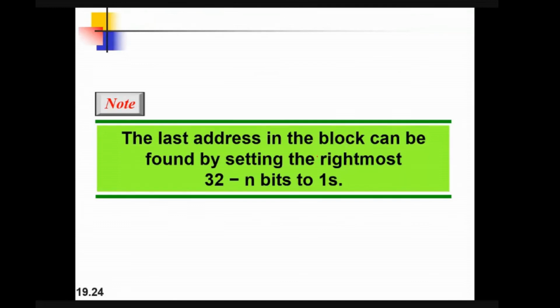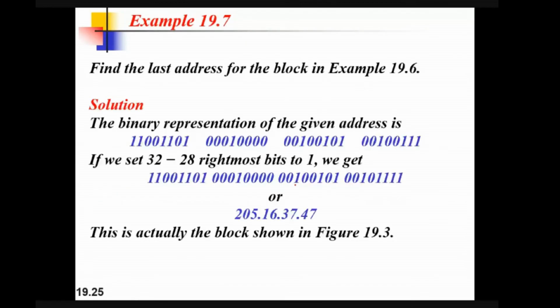The last address in the block is found by setting the rightmost host bits to 1. So if you want to find the last address, you have to make the last 4 bits 1. For the first address, all 4 bits are 0. For the last address, all 4 bits are 1. And the last address is 47.